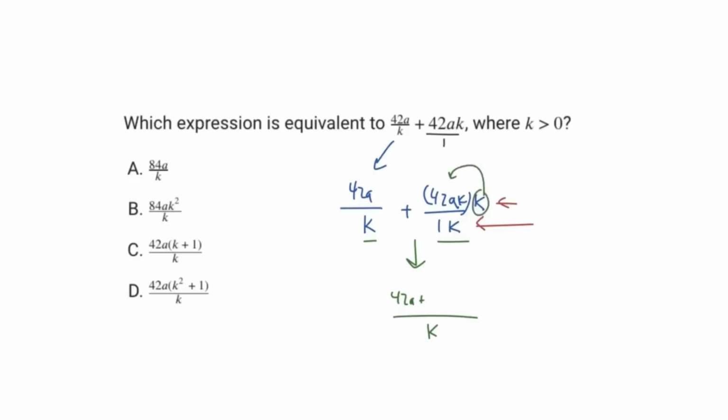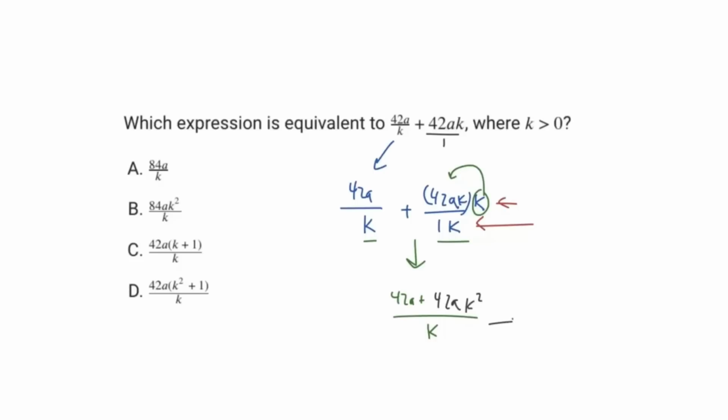Now, be careful here, it's not distributive property. This 42ak, look at it as one term, right? One singular term. So this k can't be applied to the 42, can't be applied to the a, but can be applied to the k value. So now we get 42a k, and the k times the k is just k squared.